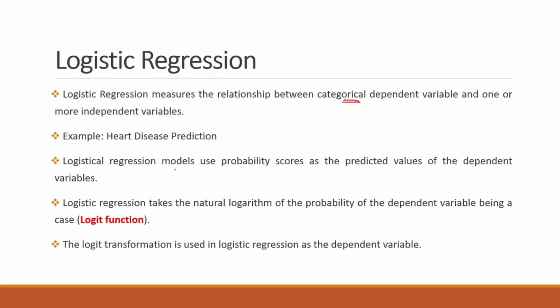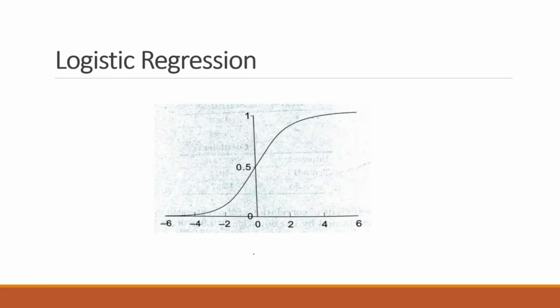And logistic regression models use probability scores. This is a very important term, probability. Everything is based on probability as the predicted value of the dependent variable. So logistic regression takes a natural logarithm of the probability of the dependent variable being the case, and we call this the logit function. With the diagram we'll see what exactly a logit function is. The logit transformation is used in logistic regression on the dependent variable. So we will have a diagram something like this.